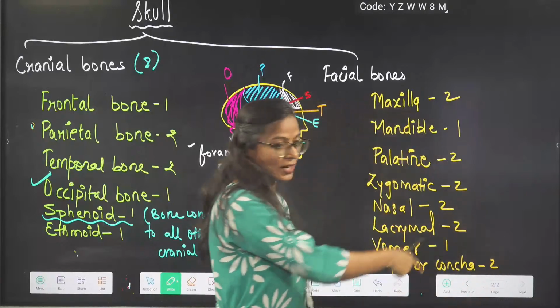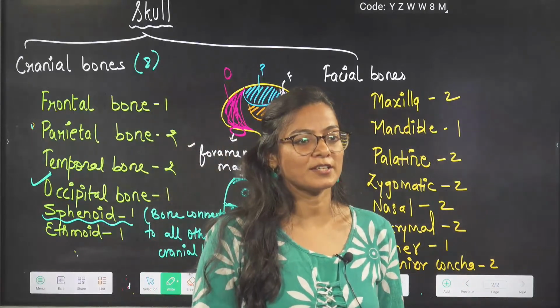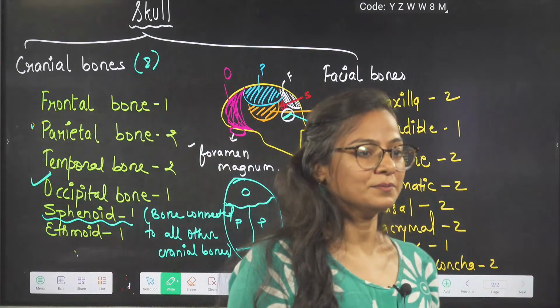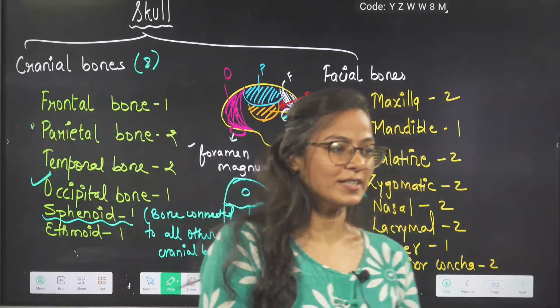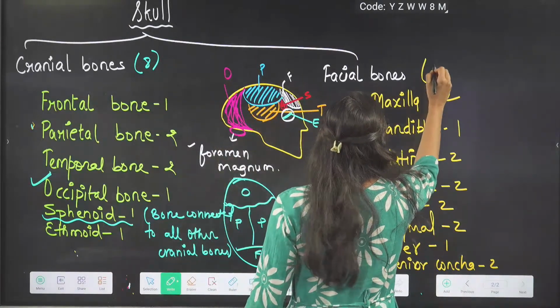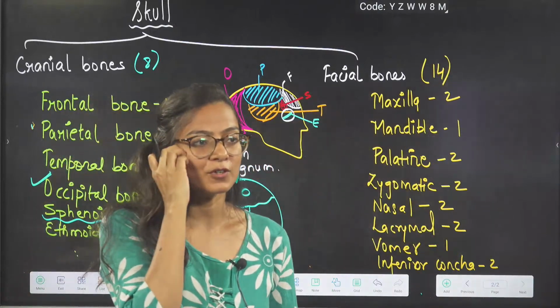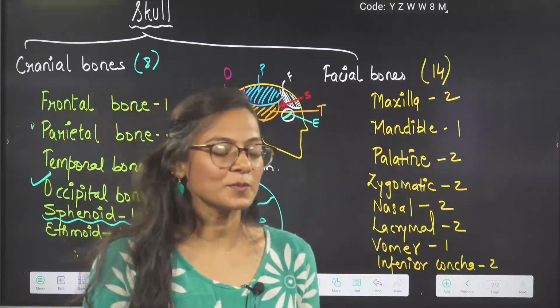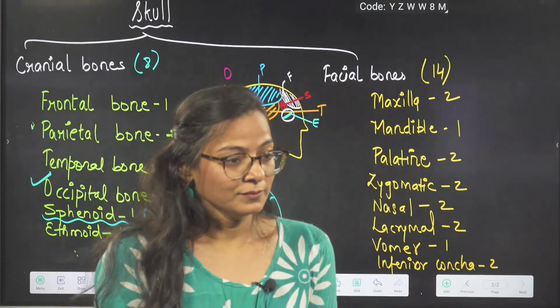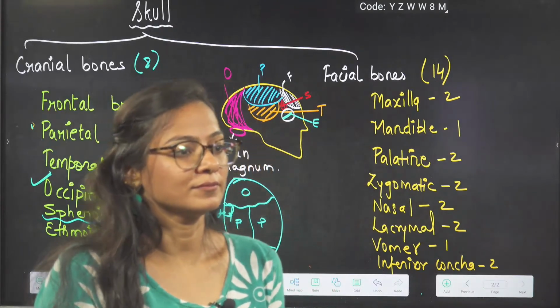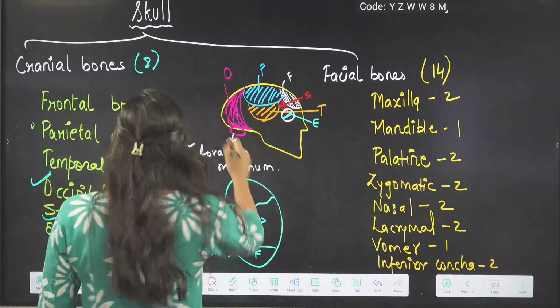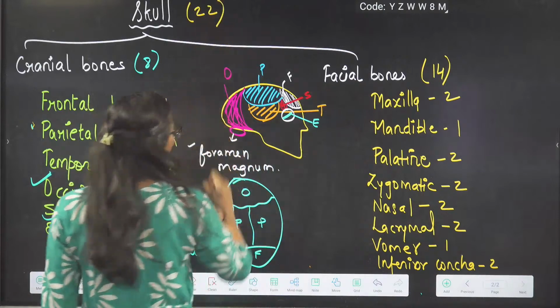So now first of all, count and tell me how many facial bones I have written. Count and tell. Yes, total it is. Very good. 14. Right? Total has become now 14. So 8 plus 14 is equal to how much? 8 plus 14. 22. So skull mein there are total 22 bones.